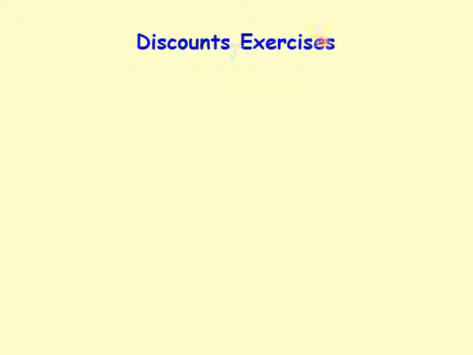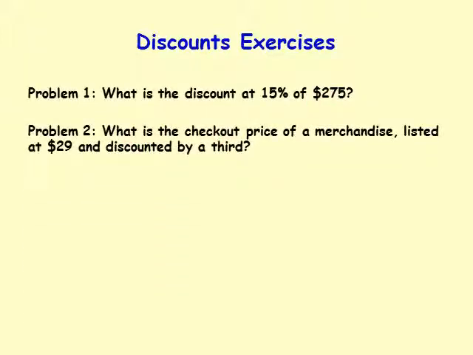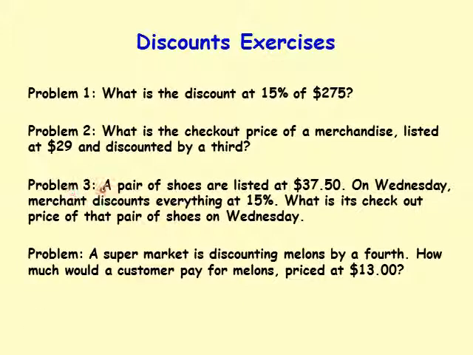Let's do some exercises here. What's the discount at 15% off $275? Okay. So you can do it in two steps, 10% plus 5%. What's the checkout price of merchandise listed at 29% and discounted by a third? A pair of shoes is listed at $37.50. On Wednesday, the merchant discounts everything at 15%. What's the checkout price of that pair of shoes? On Wednesday, it's 15% off.